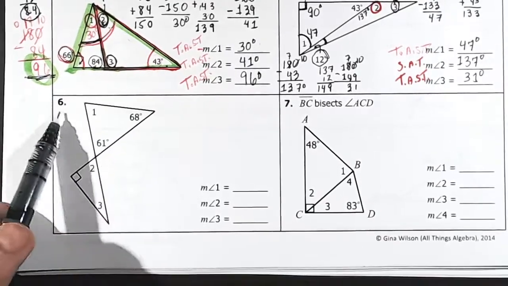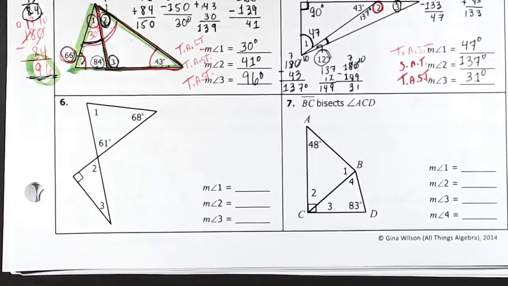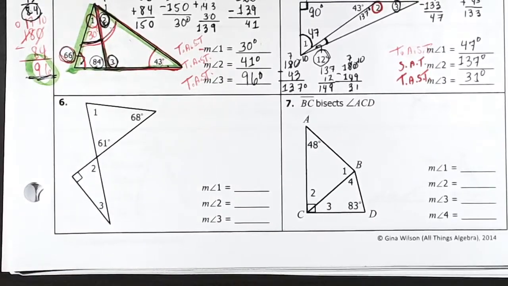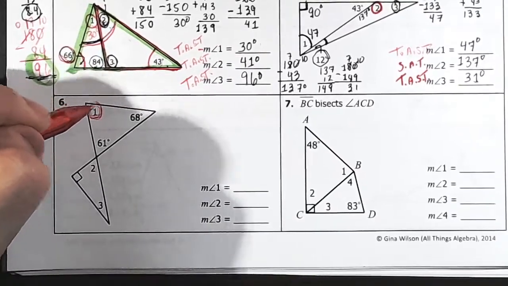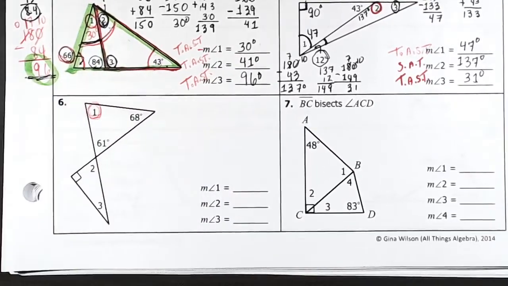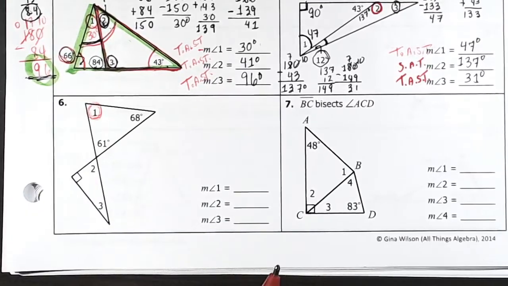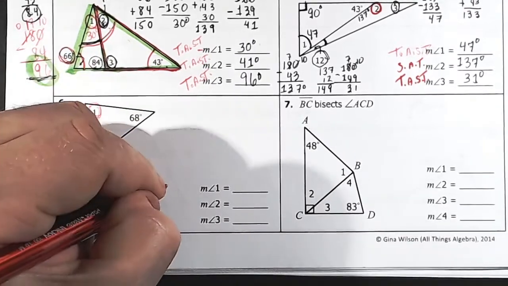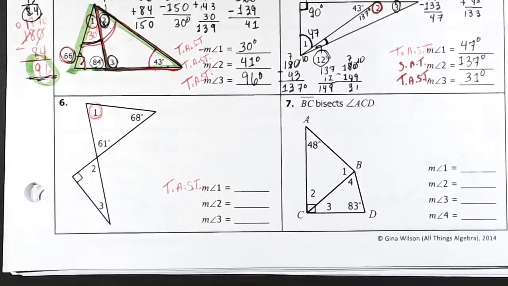All right, number 6. Okay, number 6, measure of angle 1. You tell me, what theorem should we use to figure out what the measure of angle 1 is? Should we use the Supplementary Angles Theorem? Should we use the Exterior Angles Theorem? Or should we use the Triangle Angle Sum Theorem? I hope everybody is saying TAST, because that is the one we want to use.